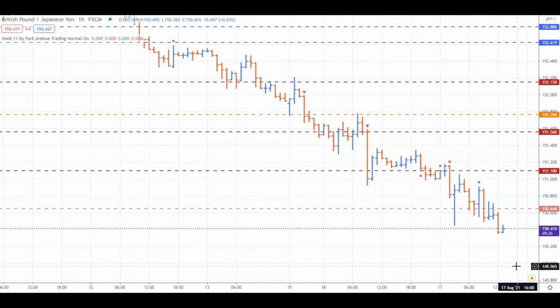So 149.76 will be another level. 149.76. So before that breaks out and goes down to the 148, say 50 level. So I'll leave it with that. I hope that was so you understood that.